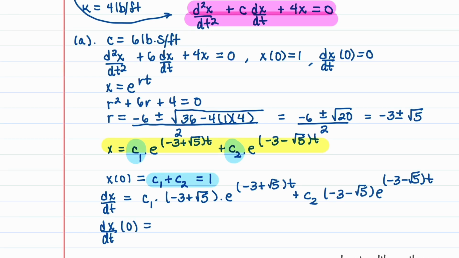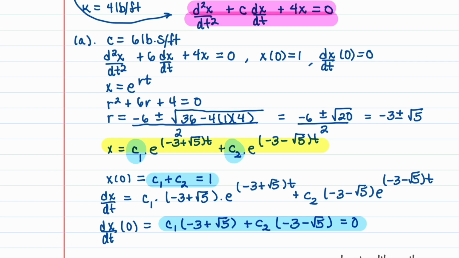The exponents are going to go away, and we're just left with c1 times minus 3 plus root 5 plus c2 times minus 3 minus root 5. And that's equal to 0. And there's our second equation. To solve this, I am going to go up to our first equation and let c2 be equal to 1 minus c1. And I am going to substitute that in right down here.